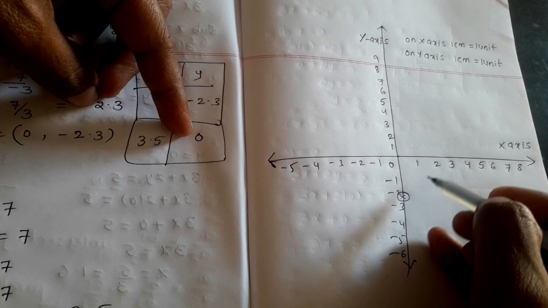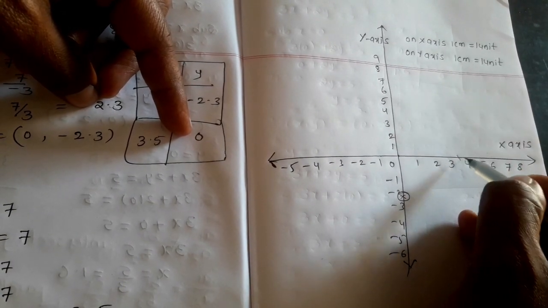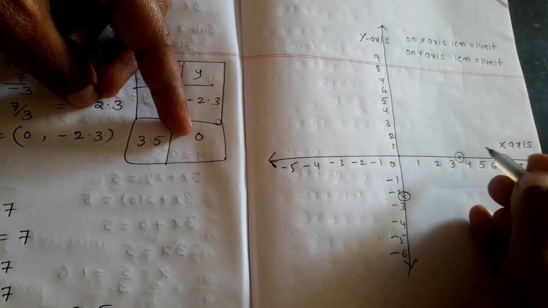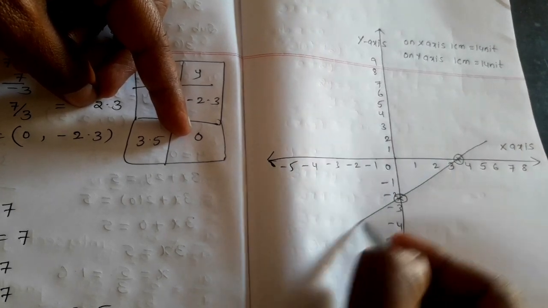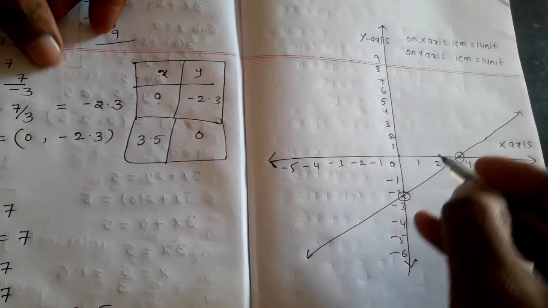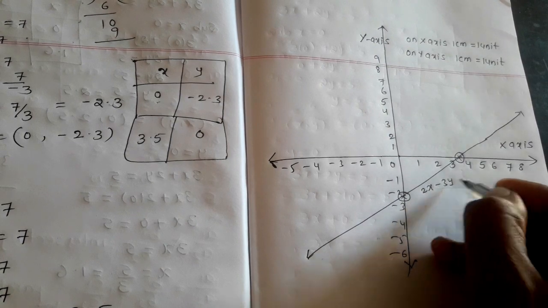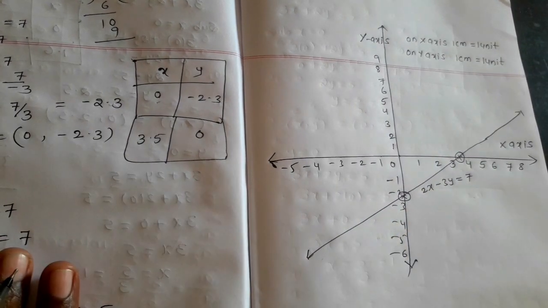So when y is 0, x is 3.5. So y value 0 means we have to mark it on the horizontal line. 3.5 is exactly in between 3 and 4. Now we connect these two points. So this is one line. What is this line's name? 2x minus 3y is equal to 7, like this line.